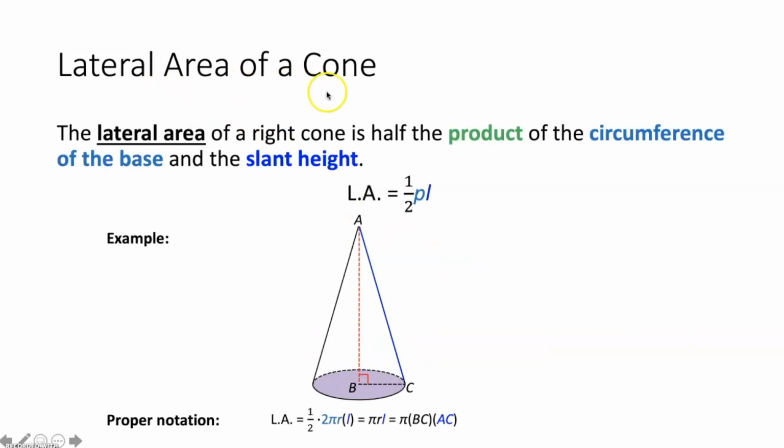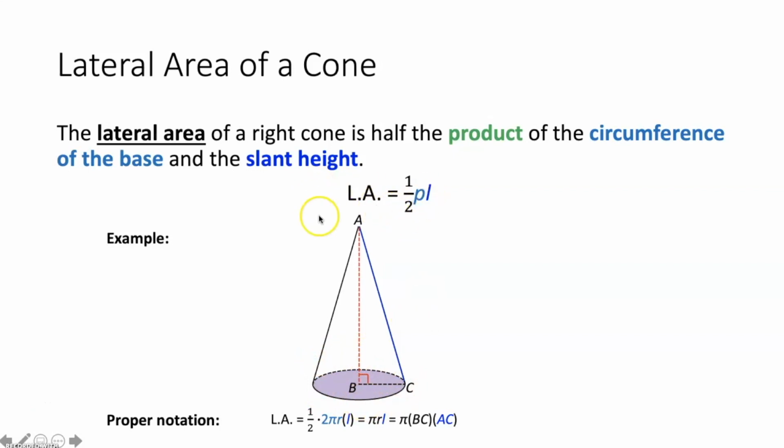Now let's talk about the lateral area of a cone. The lateral area of a right cone is half the product of the circumference of the base and the slant height, or lateral area is equal to 1/2 the perimeter of your base times your slant height. So the lateral area of a cone formula is identical to the lateral area of a pyramid formula because a cone is technically just a pyramid with a base that is a circle.